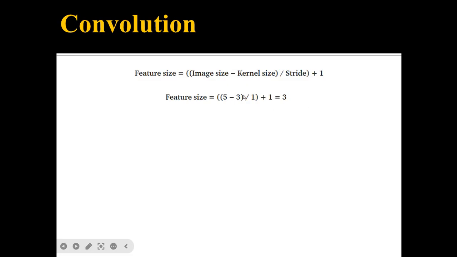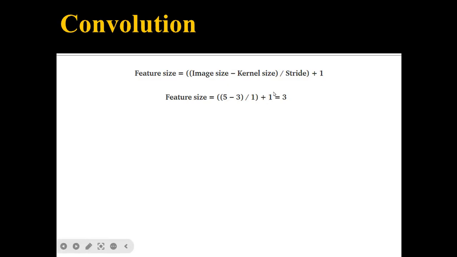5 minus 3 is 2. 2 divided by 1 is 2. Plus 1, that is 3. So we got the feature vector of size 3 cross 3. So with a stride of 2, the kernel size of 3 cross 3 on an image of size 5 cross 5 would only be able to extract the feature size of 2.